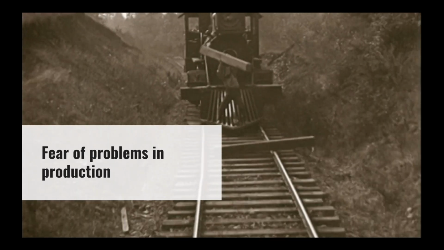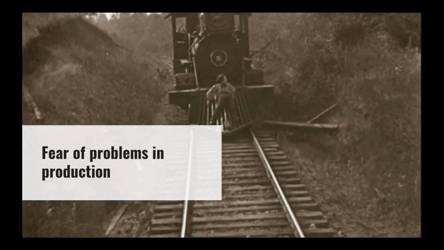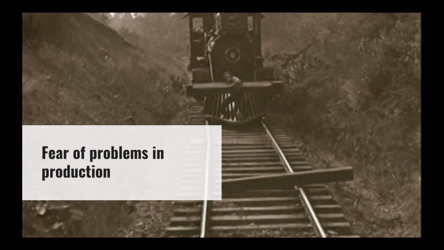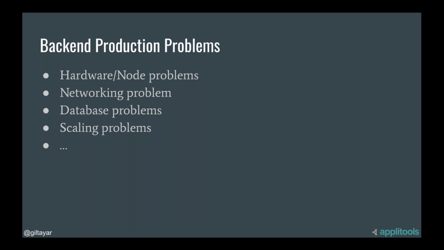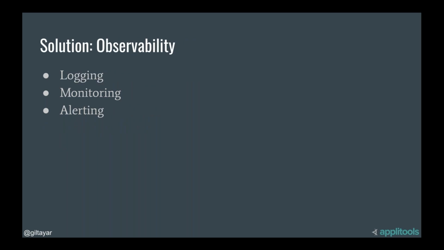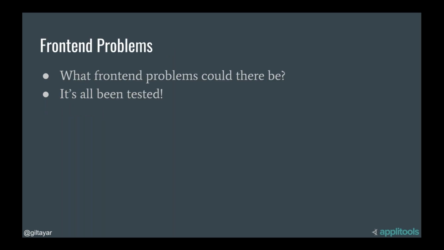What other fears do we have? Well, fear of problems in production. Okay, so I've deployed. What now? Let's talk about backend production problems: hardware node problems, networking problems, database problems, scaling problems. And the solution here has nothing to do with visual testing. It's observability. You log everything, you monitor everything, and if there's a problem, you alert and notify someone, and they rush to the terminal and fix the problem.